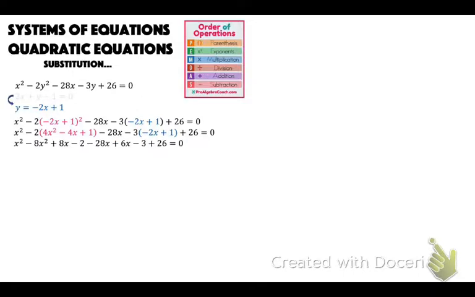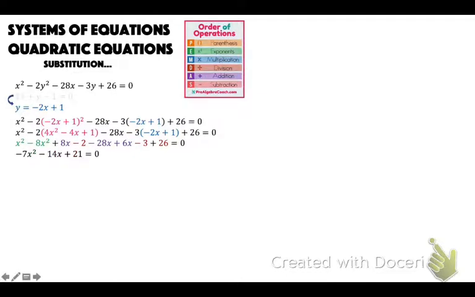Now we can multiply this 2 in, and we can multiply the 3 in. So we have x squared minus 8x squared plus 8x minus 1 minus 28x plus 6x minus 3 plus 26 equals 0. So we're going to group the x squareds together. So you get x squared minus 8x squared is negative 7x squared. 8x minus 28x plus 6x is negative 14x. And then negative 2 minus 3 plus 26 is 21.